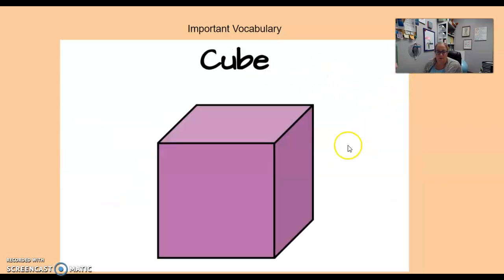The one we're going to focus on today is called a cube. Can you say that with me? Cube. Nice job, cube. So a cube is a 3D solid. It's made up of squares. So here's one of the squares, here's one of the squares, here's one of the squares. All of them are squares. And remember, it also can stand up.